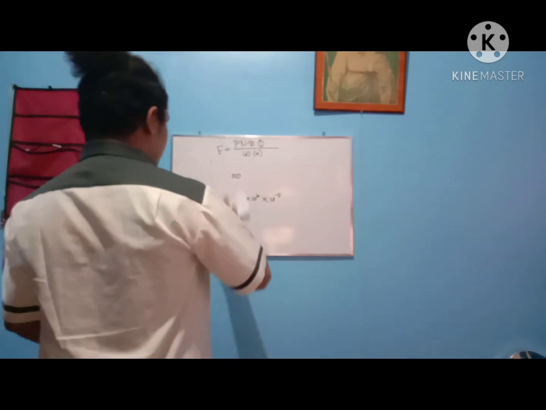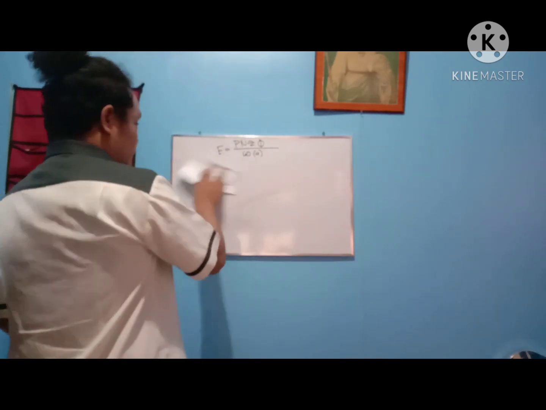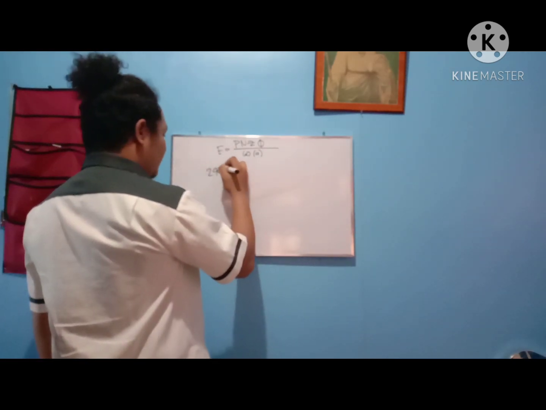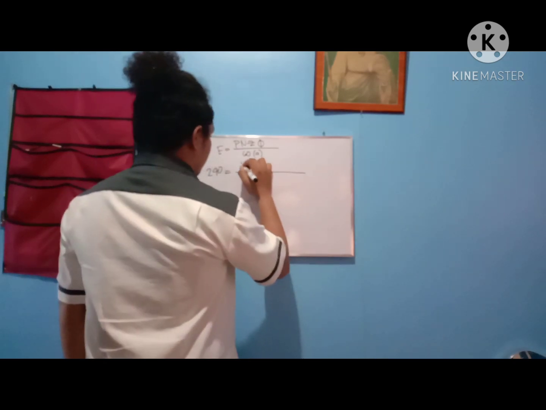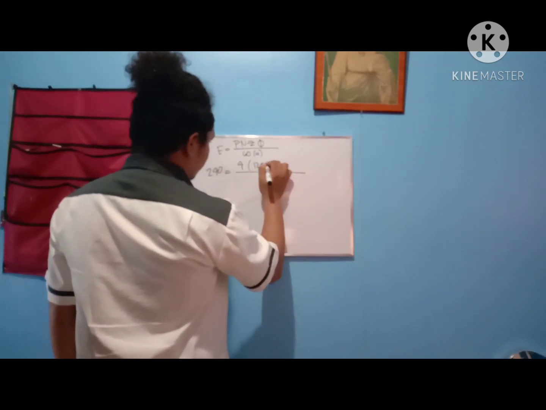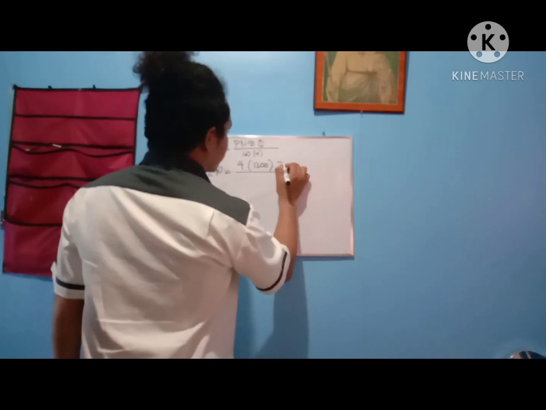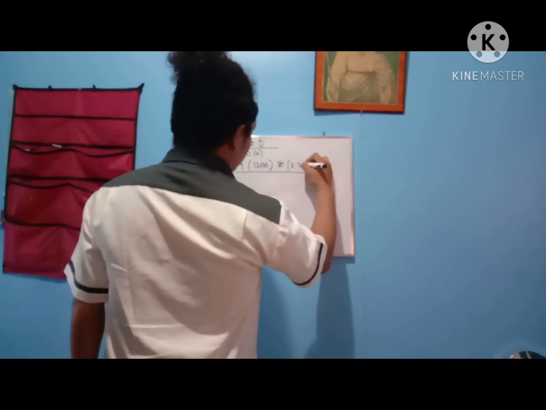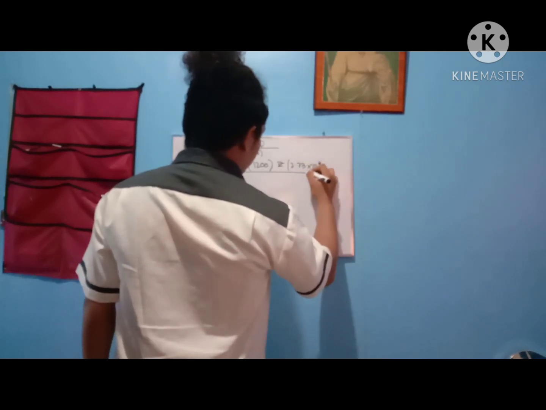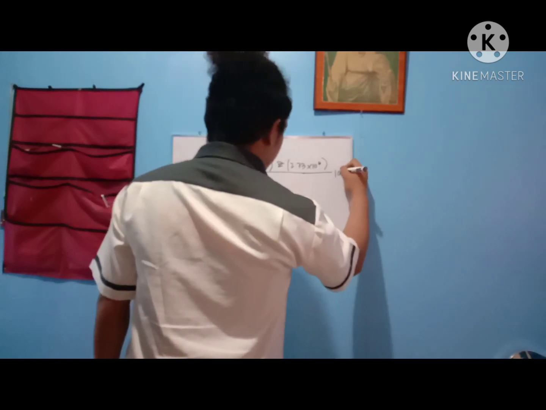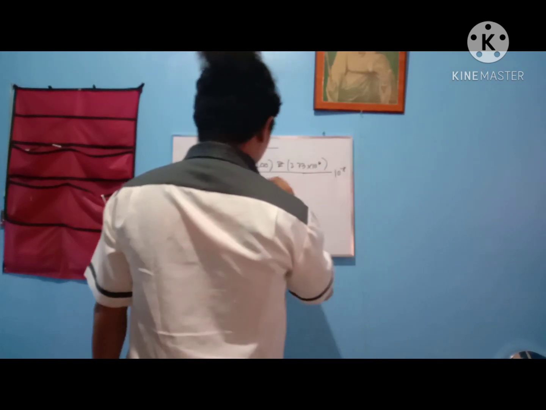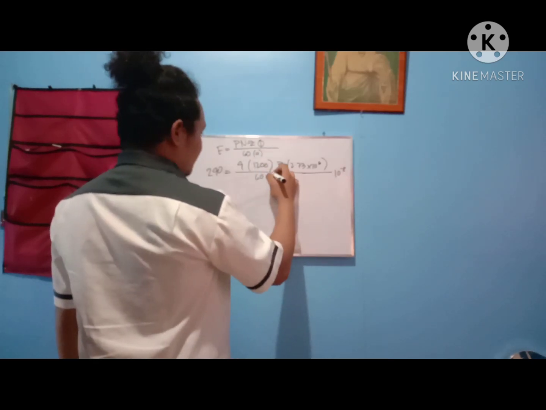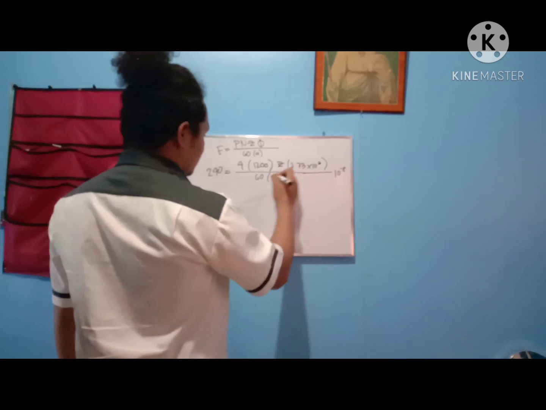So let's substitute. We have the generated EMF 240 equals the 4 poles times the RPM times the unknown times the flux, which is 2.73 times 10 raised to 6 times 10 raised to negative 8. Then we have 60 times the paths of the conductors, which is 2.